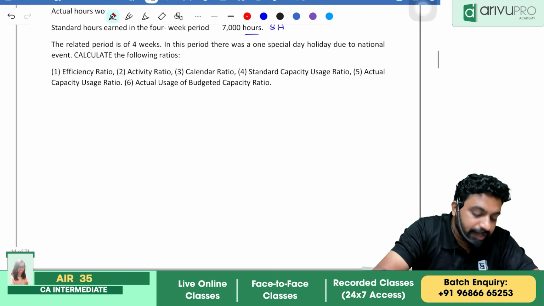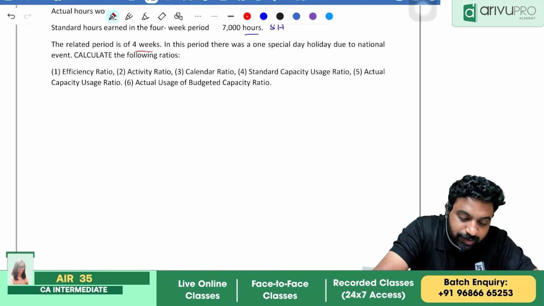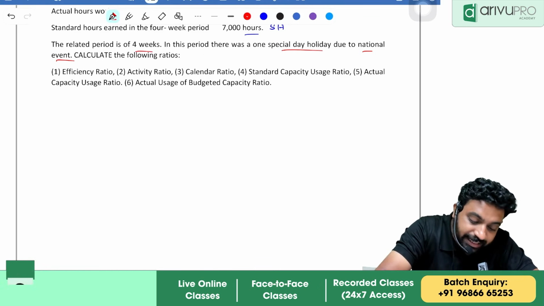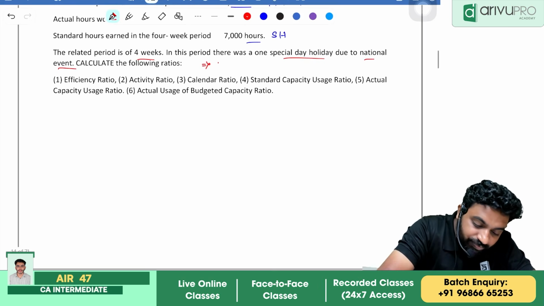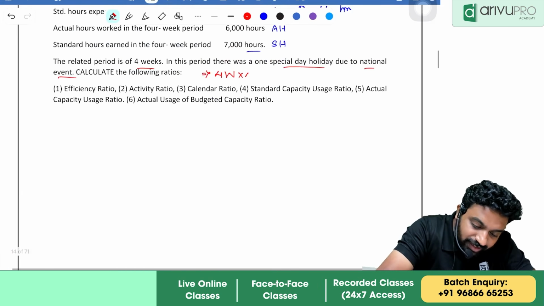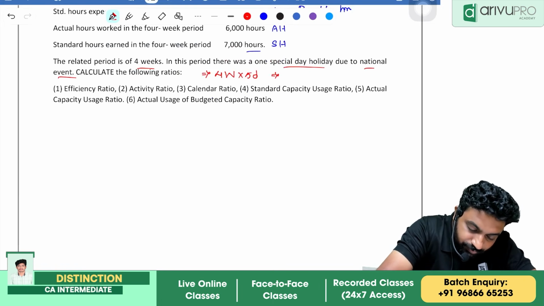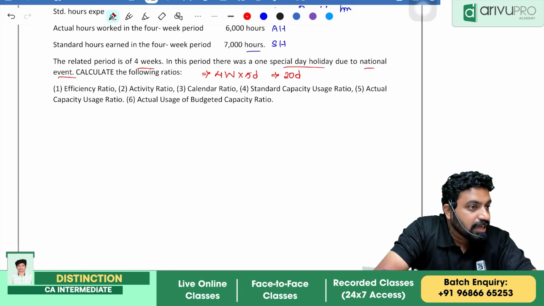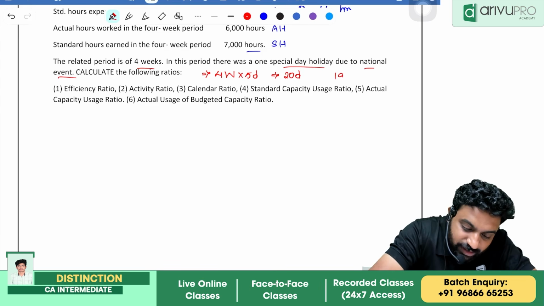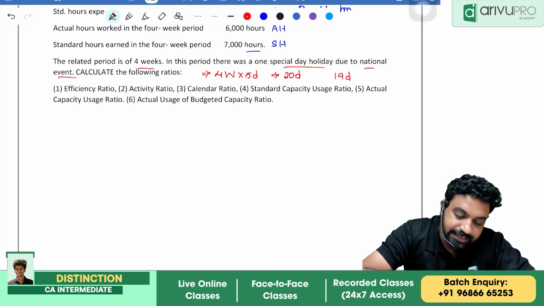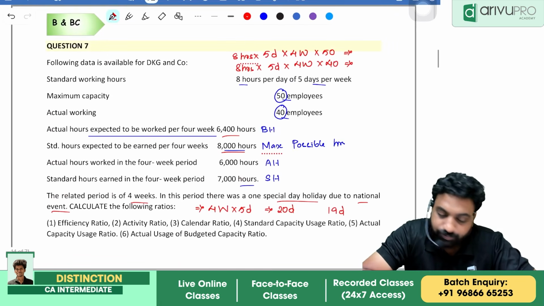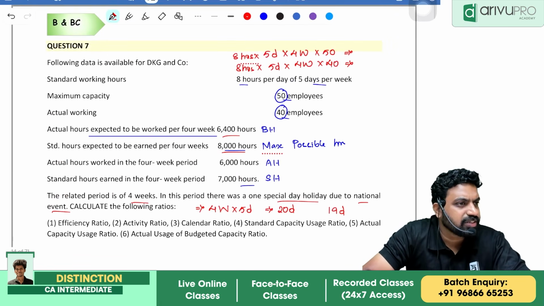The related period is 4 weeks. In this period, there was one special holiday due to a national event. Guys, how many days have we budgeted? 4 weeks. We budgeted to work for 5 days a week, 20 days. Out of the 20 days, 1 day is leave, which means the days available for work is 19 days. Is that clear everyone? Question clear? I don't think so. I have to allow some time to read the question.